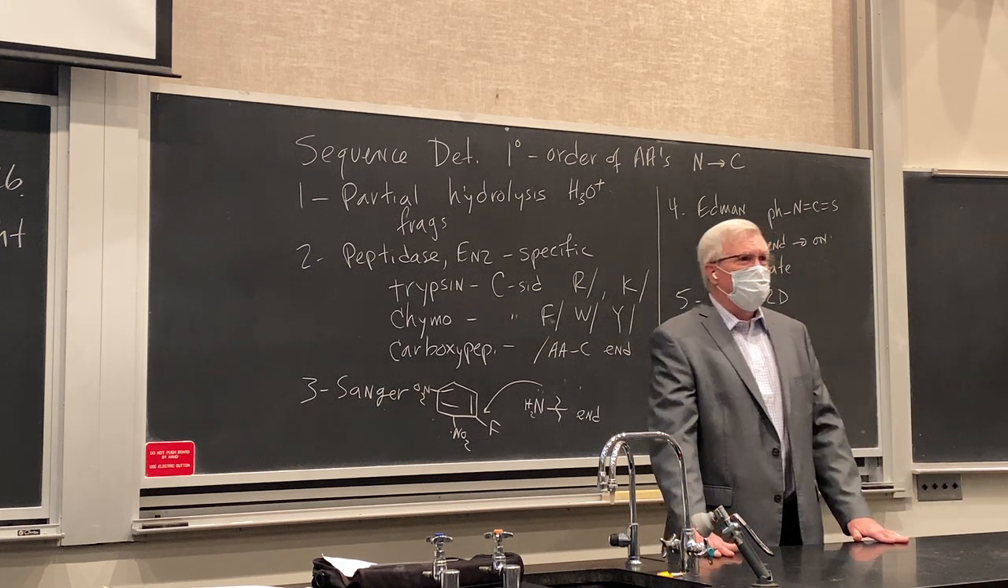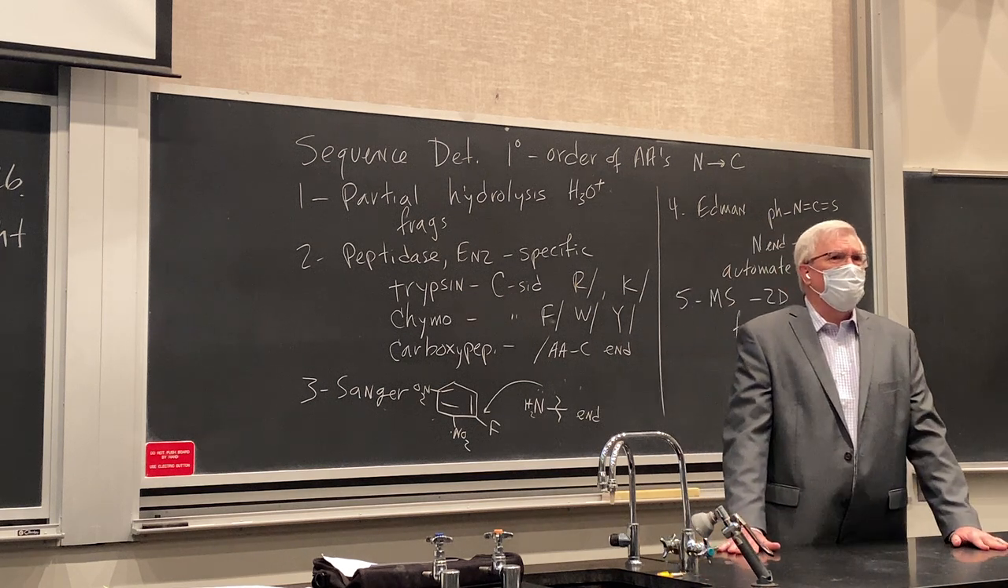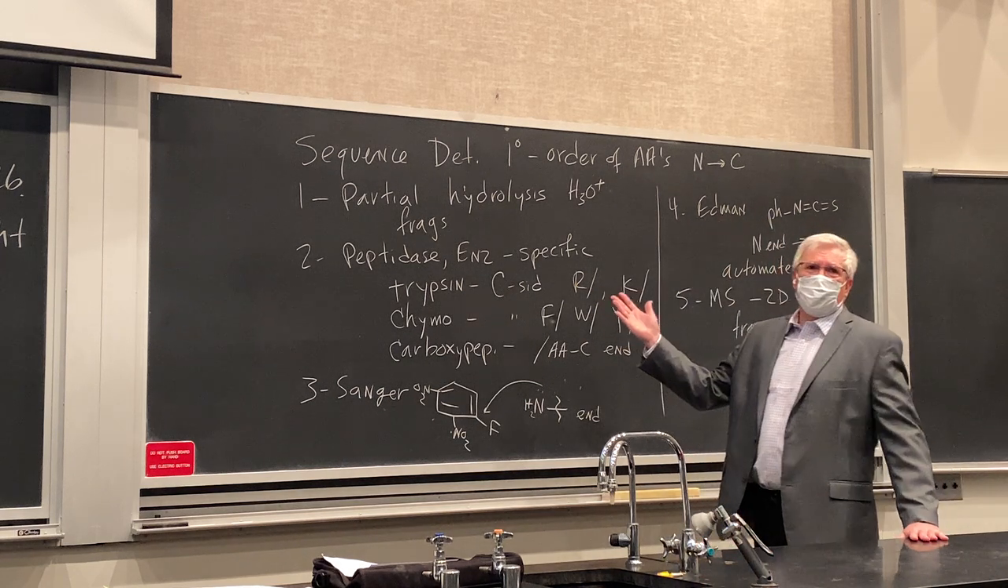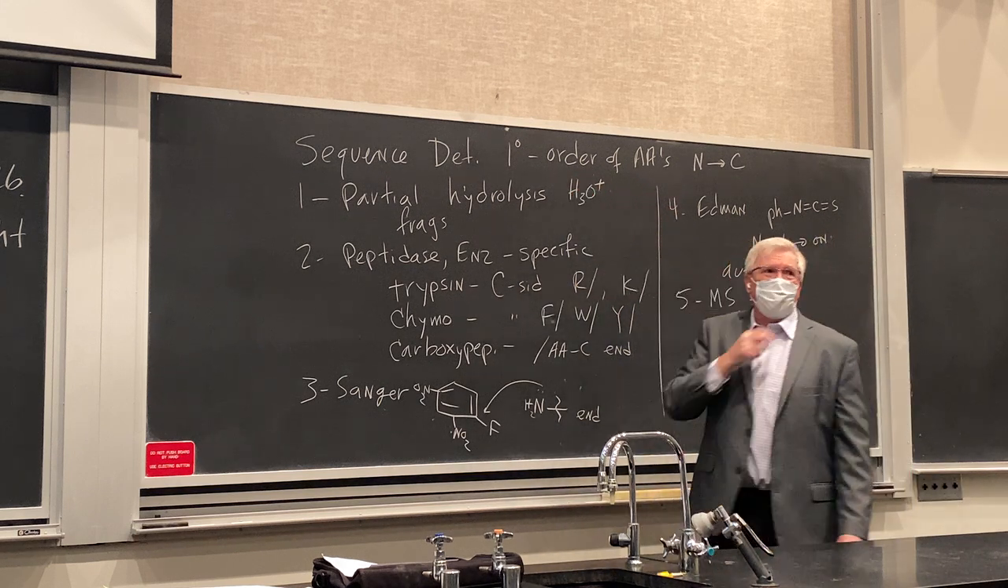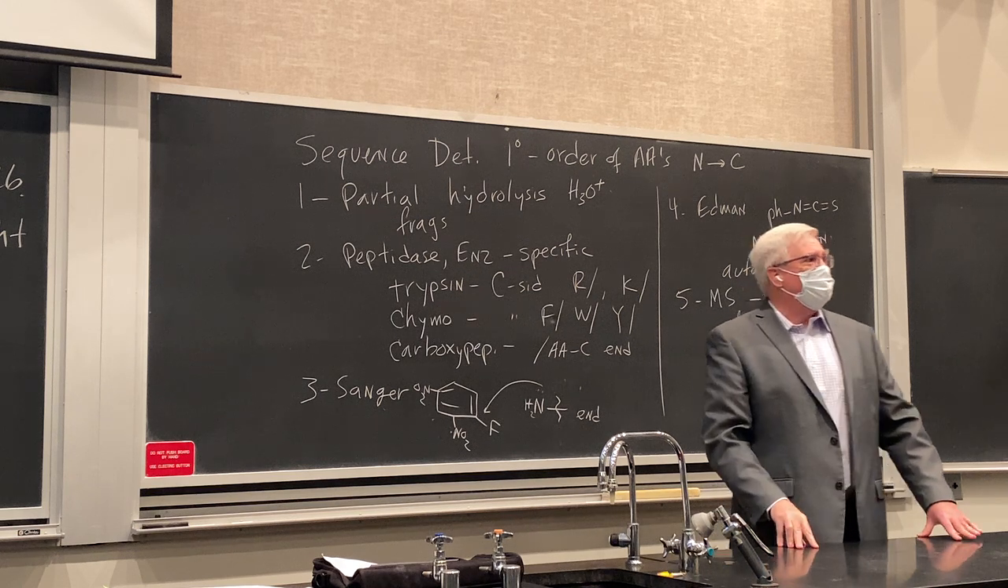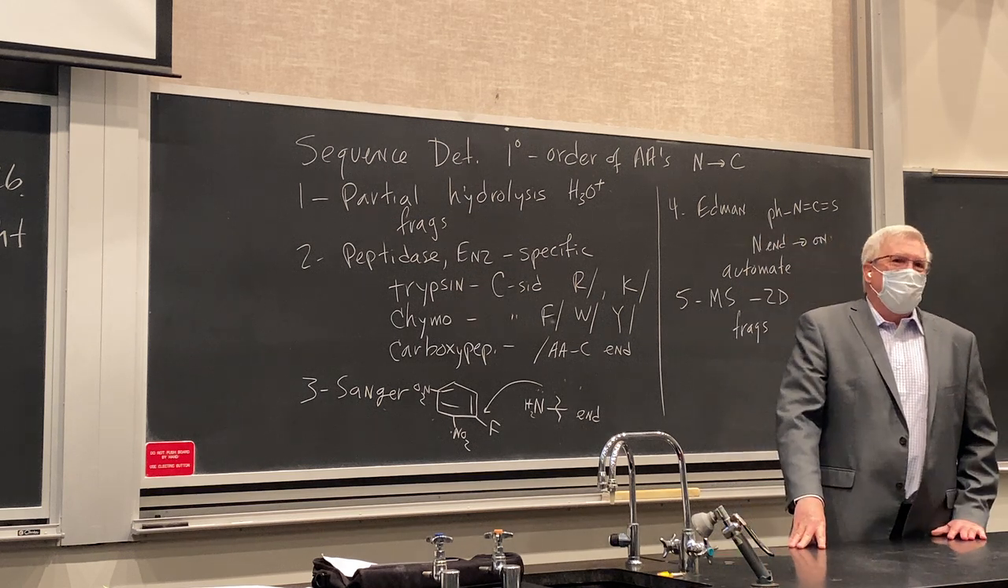So people need to determine the structures of new proteins all the time. And here are the methods that are used to do it. Structure determination, the order of the amino acids. Well, we do it in a destructive manner. We break them down to the point where we can analyze them easily.